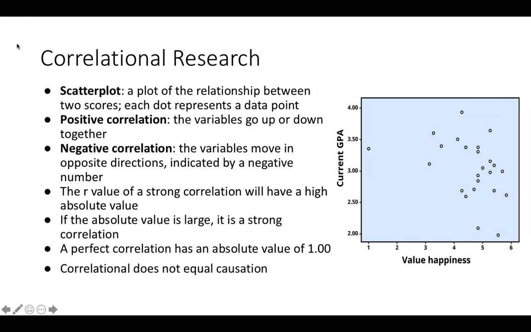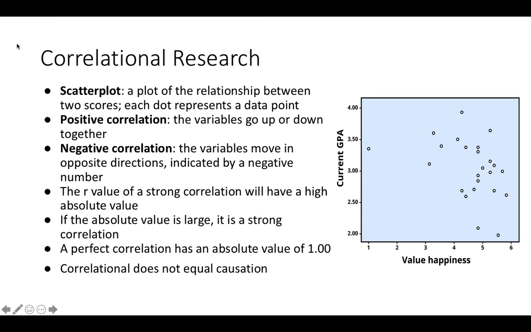Okay, so with correlational research, I know I touched on it very briefly, but I want to reinforce it once again. When I'm referring to correlational research, there are a few terms that we need to look at. Whenever I'm referring to a scatter plot, you're looking at the one to the very right. It's a plot of the relationship between two scores. Each dot represents a data point.